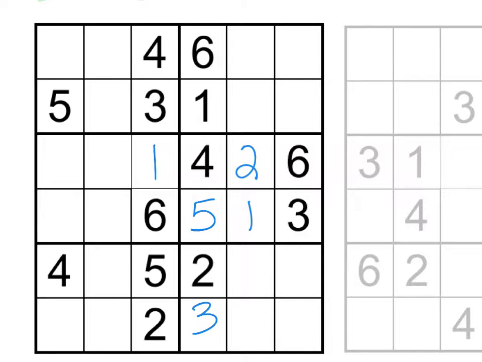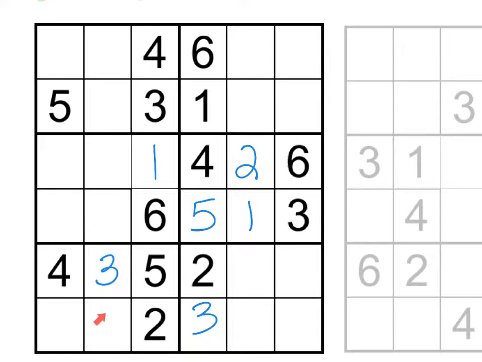Now let's look down, maybe in this bottom corner box. We'll start there. So let's see, I am missing a 1, a 3 and a 6. Well, I know that the 3 can't be in either of these two spots because there's a 3 there. So that means that the 3 has to go there. Okay, and I'm missing a 1 and a 6.